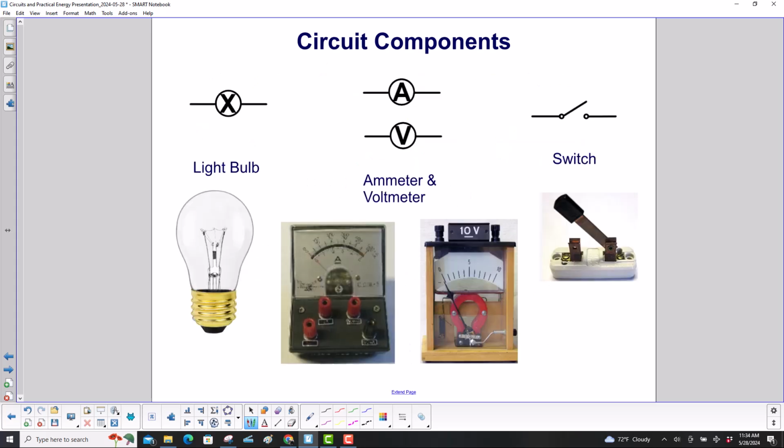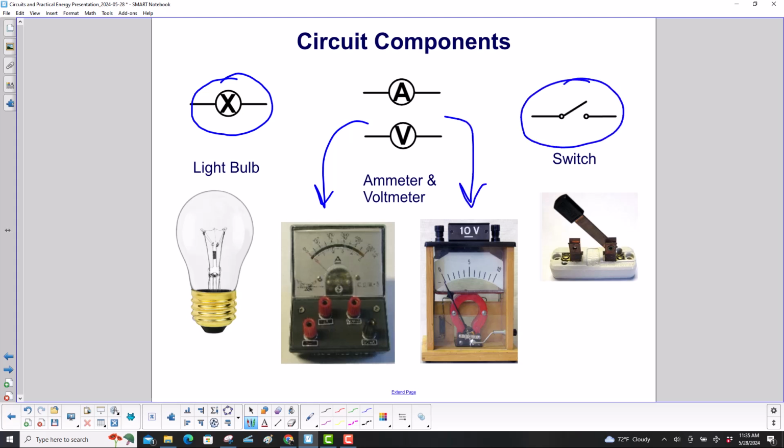Some more components. A light bulb has an X there. An ammeter and voltmeter have a circle with A for ammeter, V for voltmeter, and a switch. There's the switch. Right now it's open, and when it moves down to there, it would be closed.